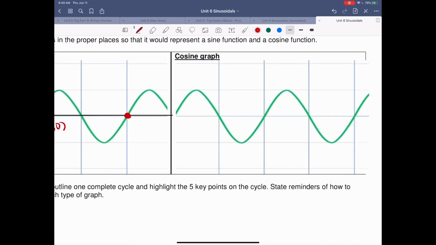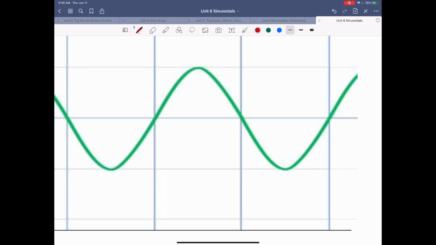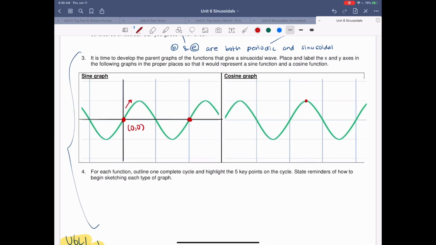Cosine graph. Same idea. I need to make sure that it starts at the maximum, which is 0, 1. And then it's going to make its way down and then up. So I have to remember that. It basically has a minimum. It almost looks like the parabola facing up. So this is where my coordinate is. That means I have to draw my x and y axis accordingly.